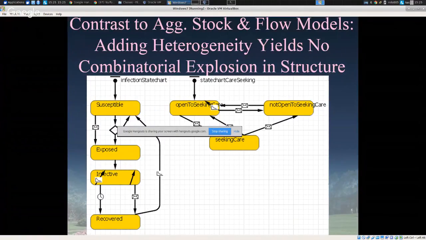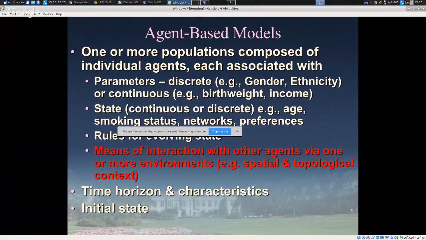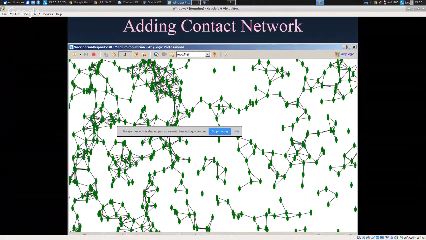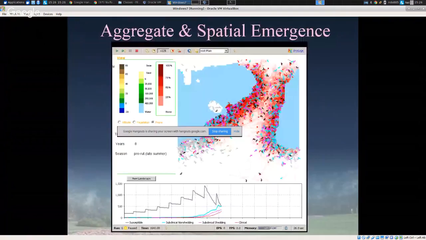There's going to be sort of an orthogonal decomposition here between infection-related concerns, and some will be in a state with respect to those on the one hand, versus others having to do with whether or not they seek care from a healthcare center, such as a hospital. There's going to be means of interaction between these agents, and there's going to be spatial context as well.